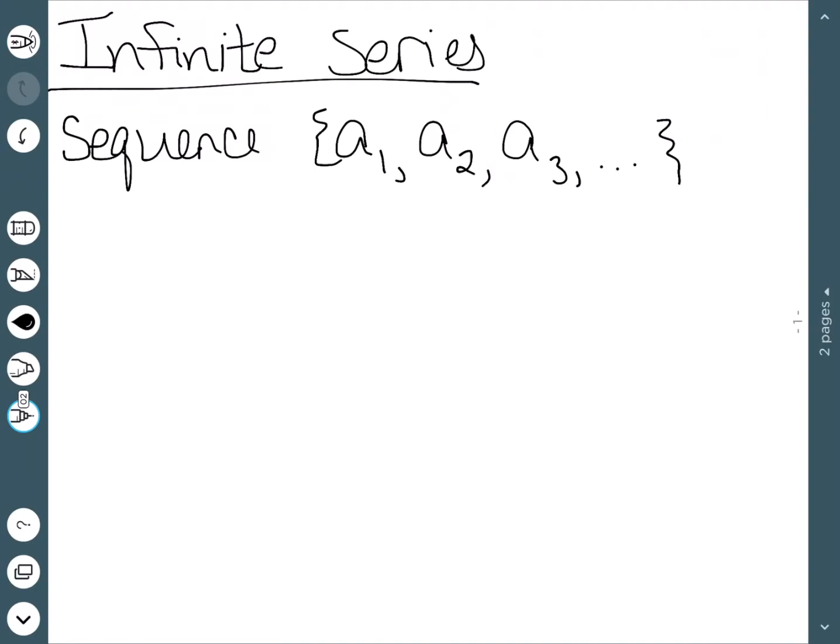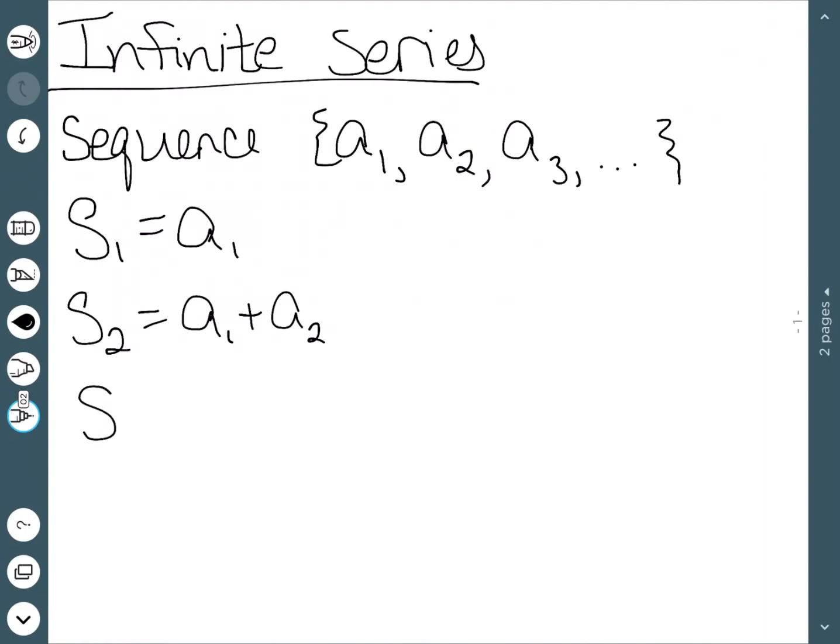So I'm going to use S for sum. S1 is just going to be the first term. S2 is a1 plus a2. S3 is a1 plus a2 plus a3, etc. And so this is what a series is. It's whenever I add up these sequences.